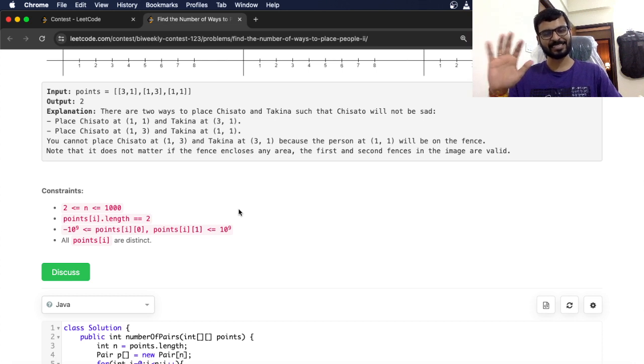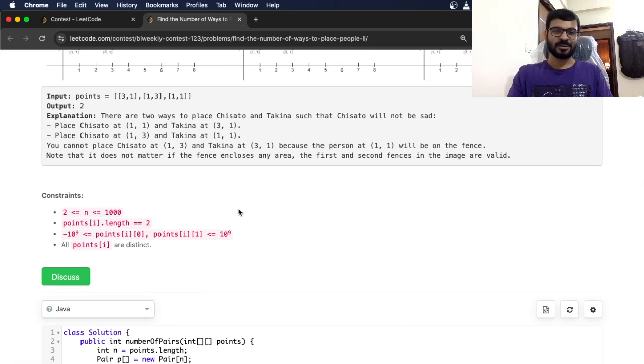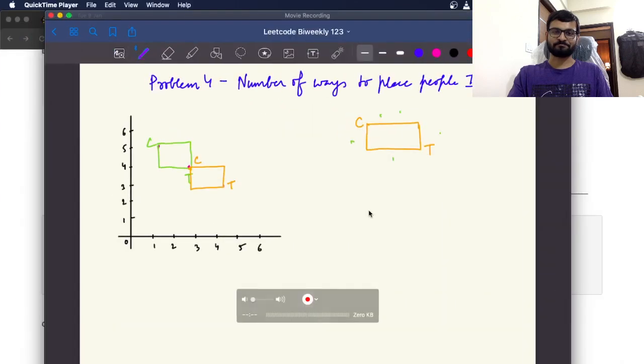With very few constraints, n cube still might be possible, but the constant factors have to be very small, so that the entire thing is within 10 to the power 8 or something like that. So how do we actually solve this?